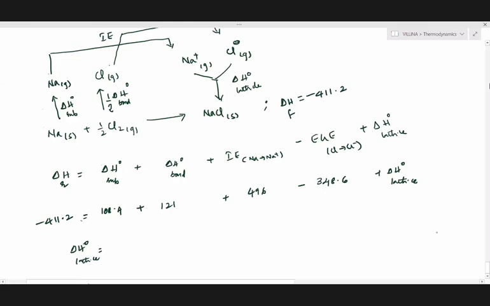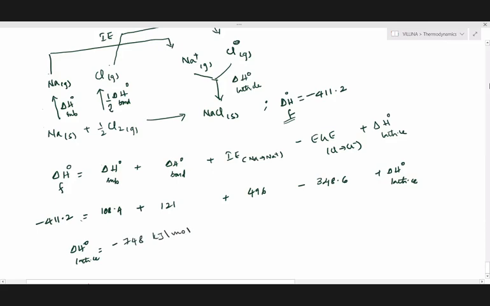So what's the lattice enthalpy value? Minus or plus? Plus, it will be plus. You got negative? Yes, correct, it is released. So it will be 788 kilojoules per mole.